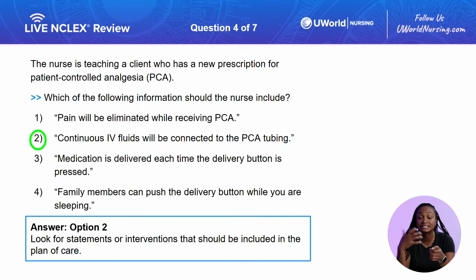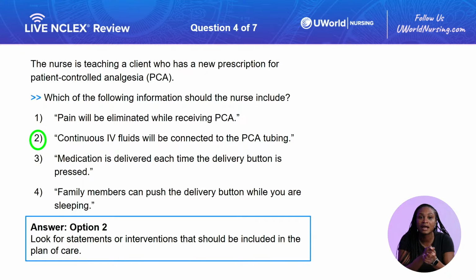So if they exceed that, it's a safety parameter to make sure that they don't overdose themselves or give themselves too much medication in a short amount of time. So after that lockout period, it's not going to deliver the medication no matter how many times they keep pushing it. That's very important, a good safety mechanism that is needed with these clients.